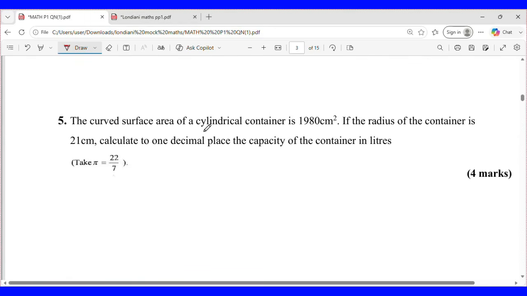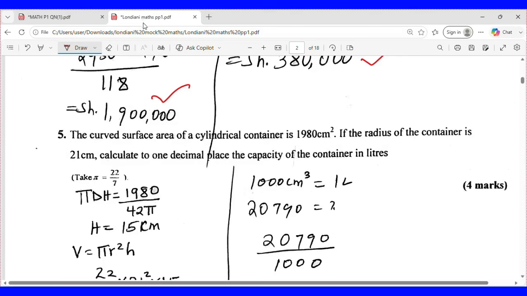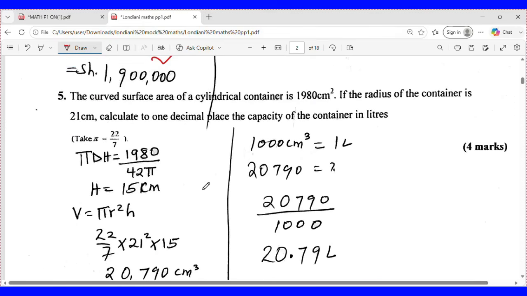The curved surface area of a cylindrical container is 1980 centimeters square. If the radius of the container is 21, calculate to one decimal place the capacity of the container in liters. So we have been given the curved surface area of a cylindrical container. What we don't have here is the height. So we first need to get the height of that container.